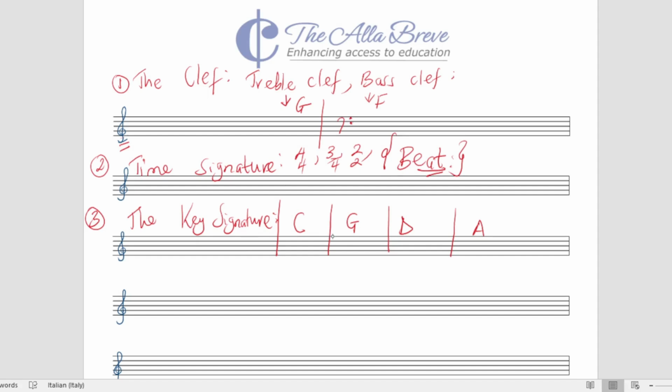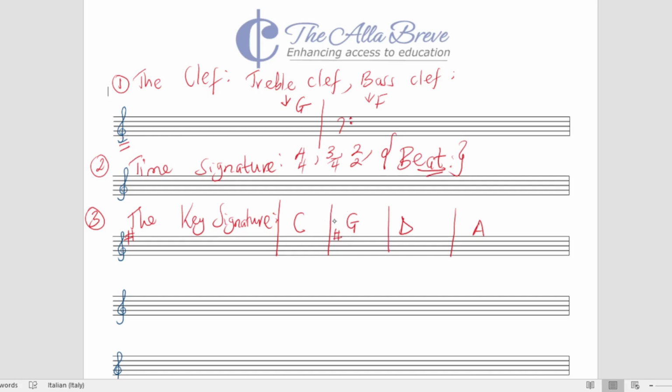The key of G will have one sharp, that is F sharp, and the sharp will be placed on the fifth line, that is F sharp. So immediately after the clef, you notice there's a sharp sign. For instance, at this particular point, this indicates it's in G, or the melody is in the key of G.